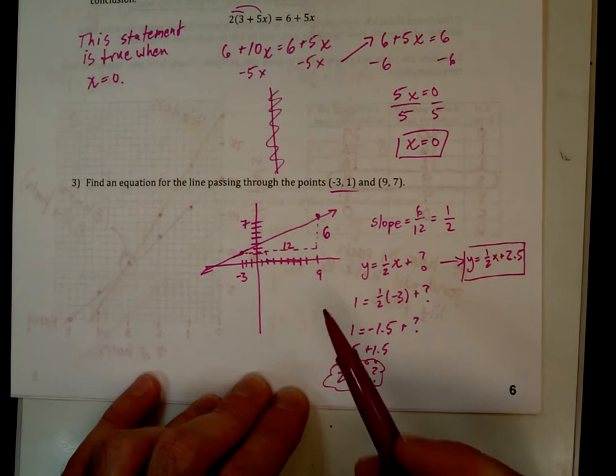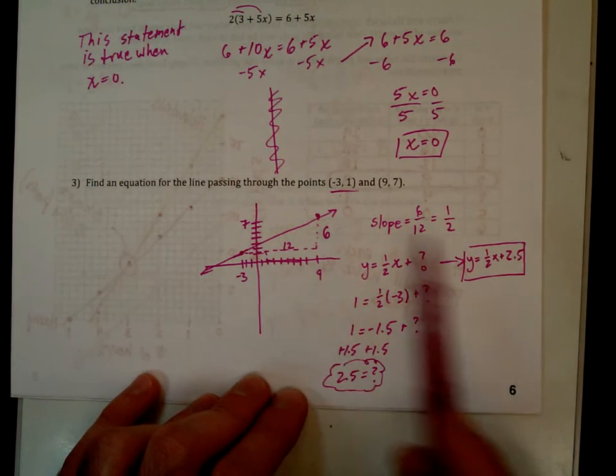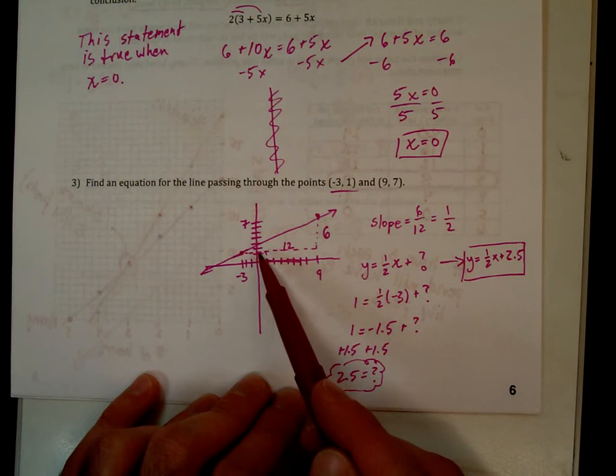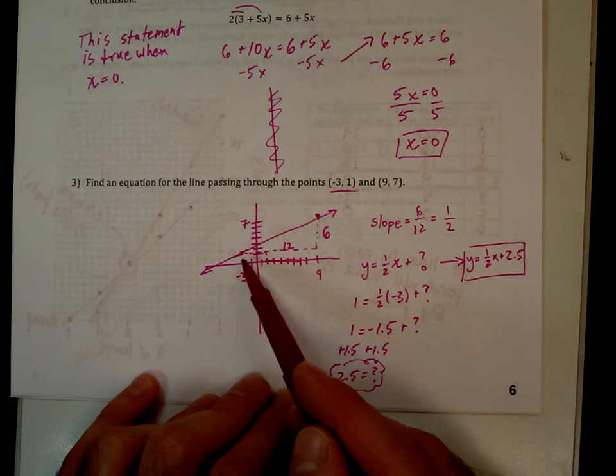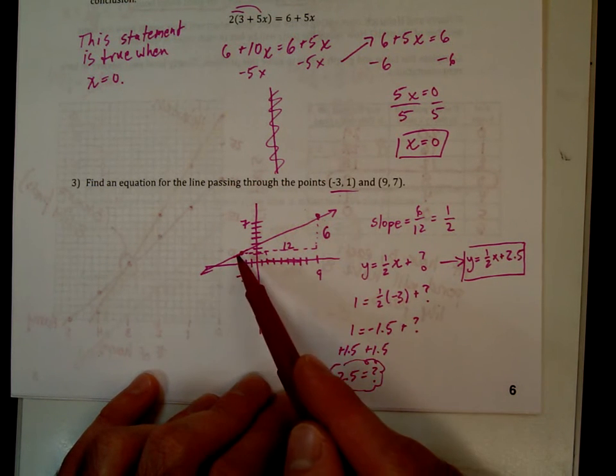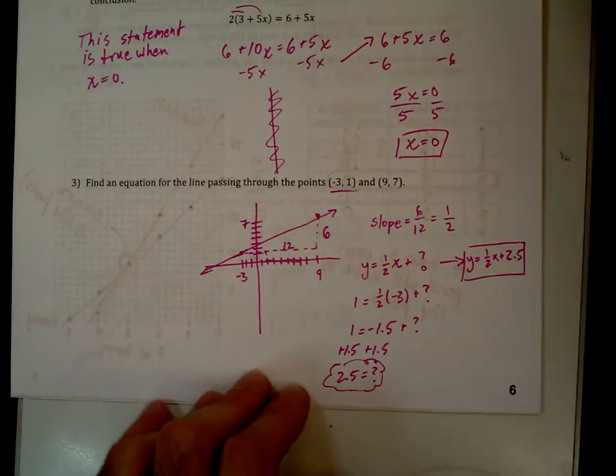And just a reality check. Does it look like my y-intercept is 2.5? I think so. That seems to make sense. And the slope, again, was over 12 up 6, which is the same thing as over 2 up 1. So that looks good. All right.